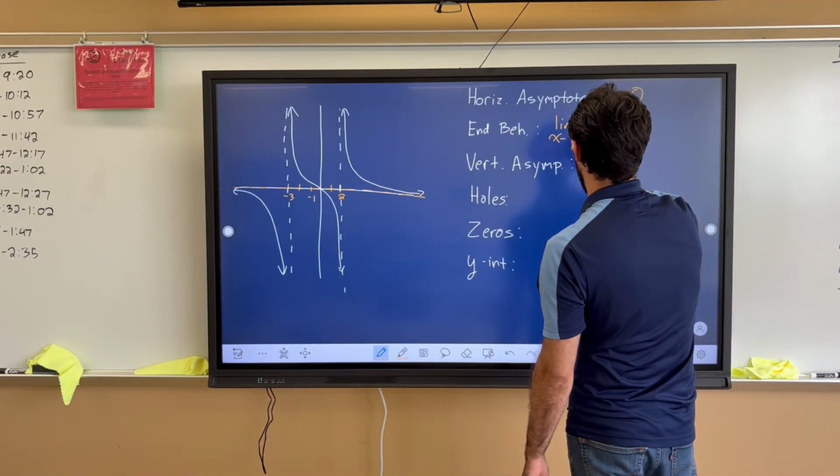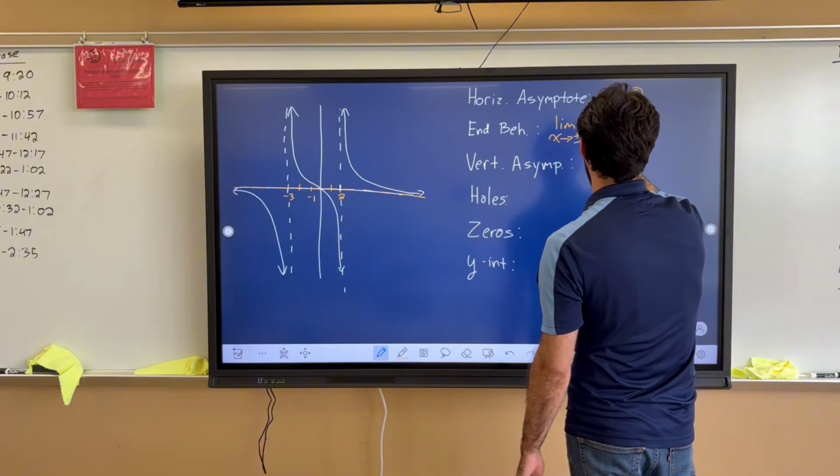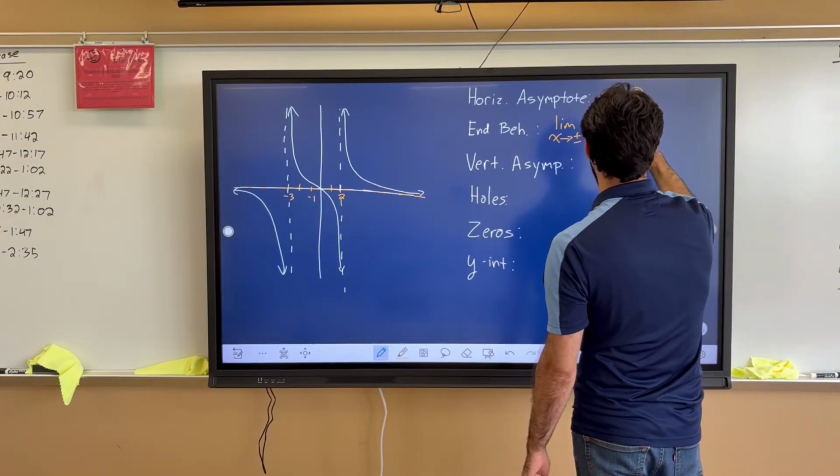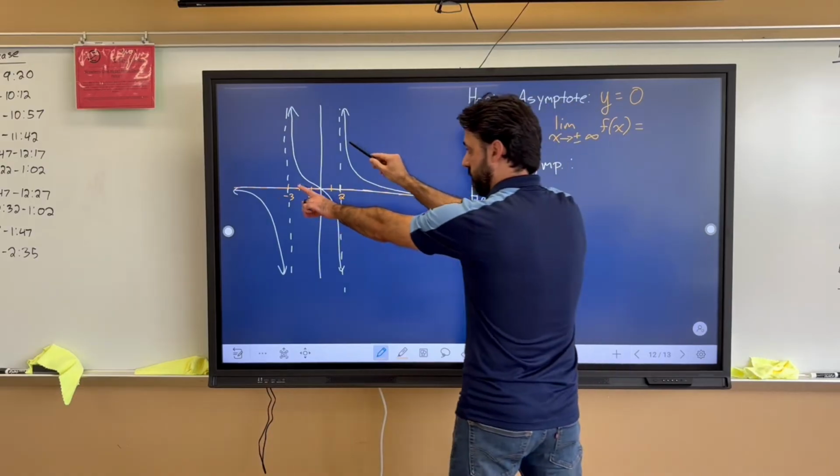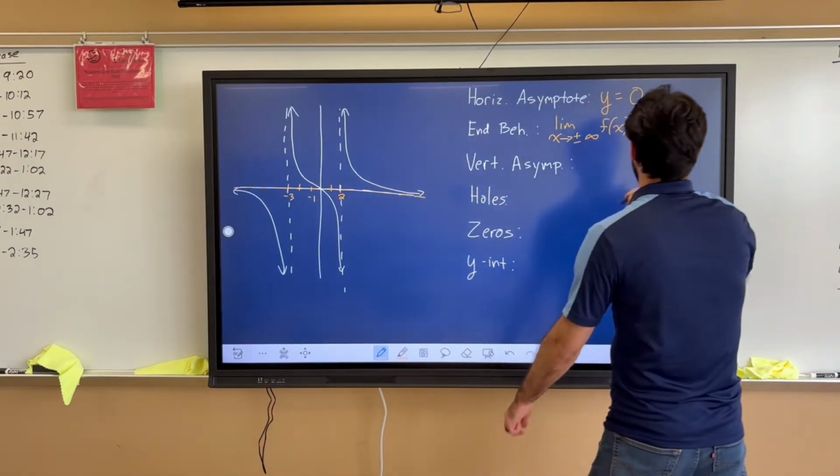All right, so as we go, I'm going to put a plus or minus infinity just because I'm low on space. But as we go left or right forever, the graph is approaching that y value of 0 where the horizontal asymptote is.